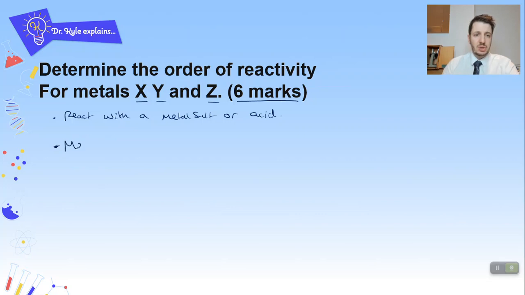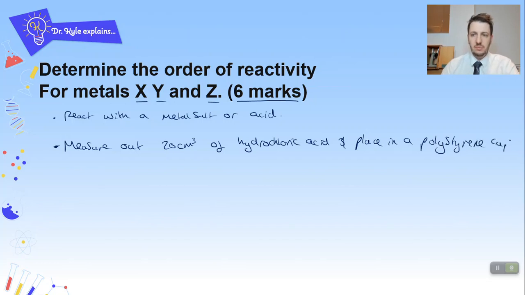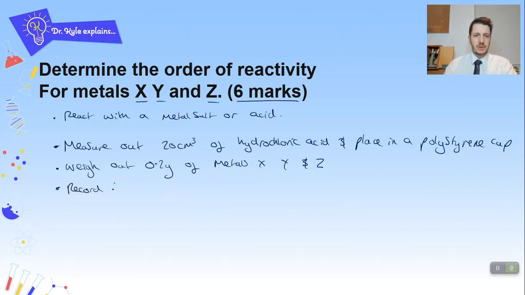So what I would do is measure out, let's say, 20 centimeters cubed of hydrochloric acid, and place it in a polystyrene cup. Whenever you're measuring energy changes, you always use a polystyrene cup, because polystyrene cups are insulators. They keep that energy in place. Then we're going to weigh out, let's say, 0.2 grams of metals X, Y, and Z. And then, really important, we are going to record the initial temperature of the acid. Okay, so we've recorded the initial temperature of the acid.